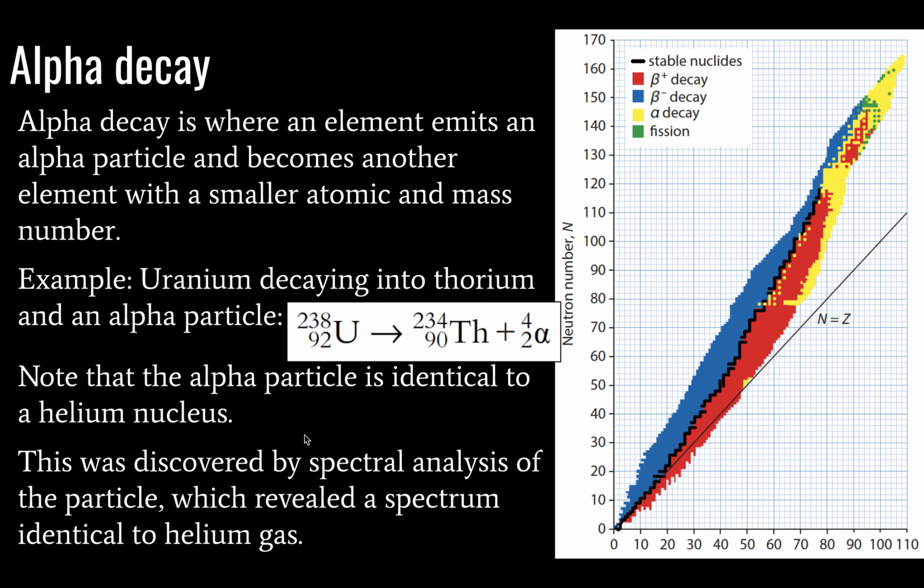So we put uranium into a box and we find thorium, and we also find this weird gas. So you collect the gas and you do a spectral analysis of the gas, and what you're going to find is that the gas is helium. We've already talked about spectral analysis in our previous lecture on topic 7.1. So there you go.